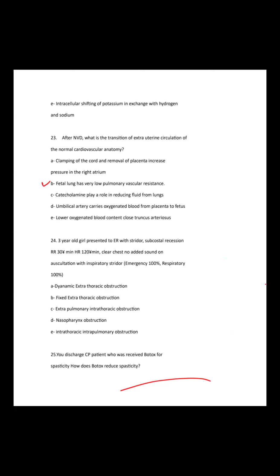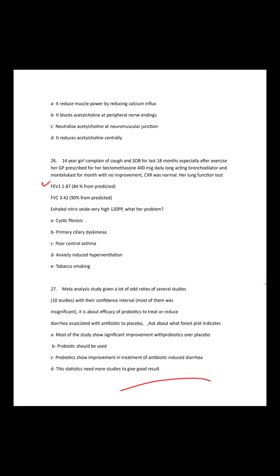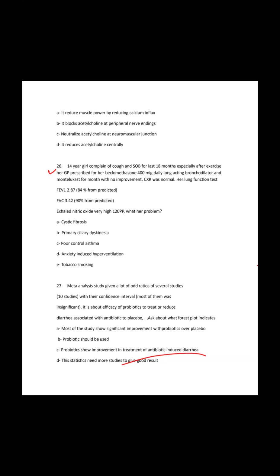Stertor and stridor. Next question: a CP patient who received Botox for spasticity. How does Botox reduce it? We discussed that it blocks acetylcholine at peripheral nerve endings. I think, yes, that would be the answer. We discussed Botox last time.